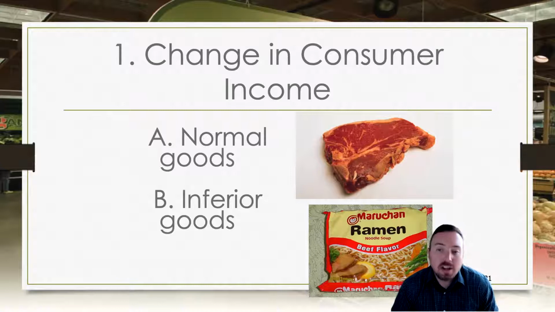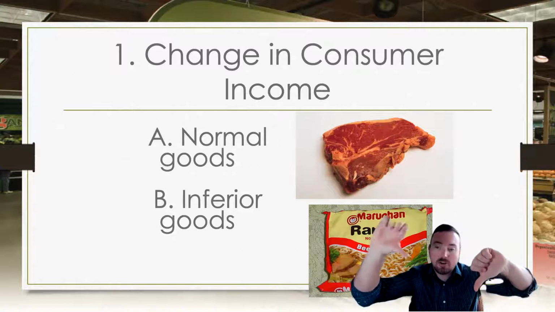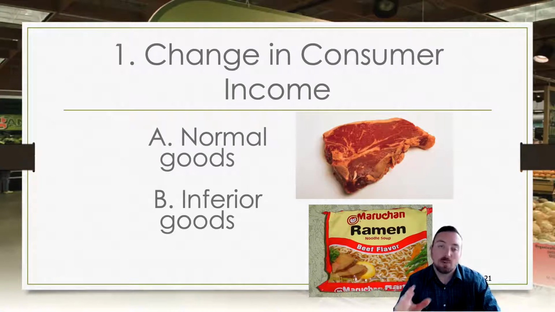So as your income goes up, the demand for a normal good will go up as well. Okay, there's a positive correlation here. Incomes go up, demand for normal goods is going to go up as well. Or your income goes down, your demand for normal goods is going to go down as well. Okay, so write that down.